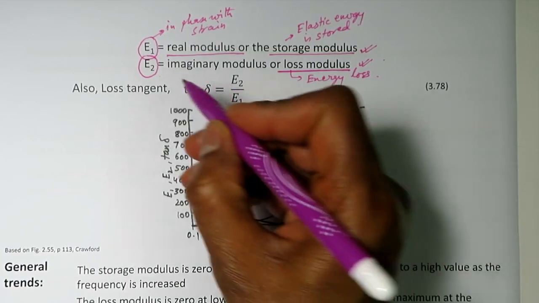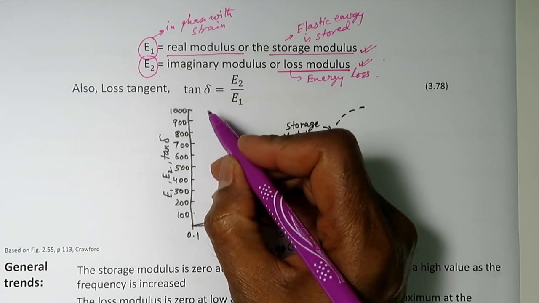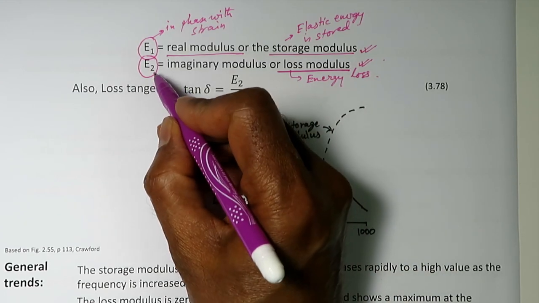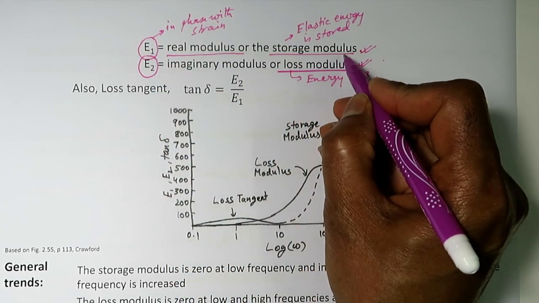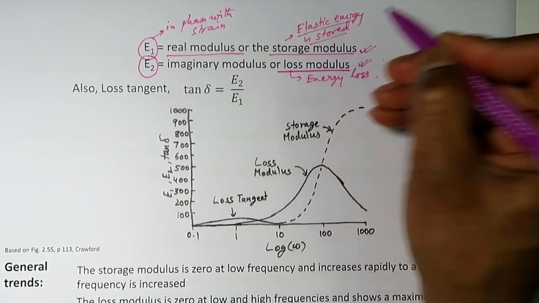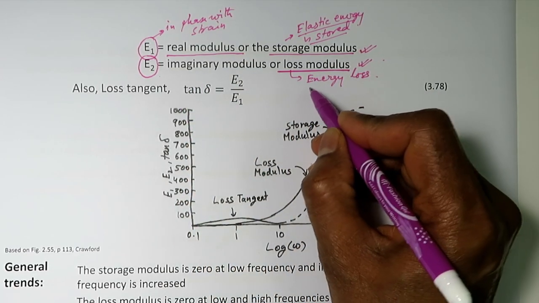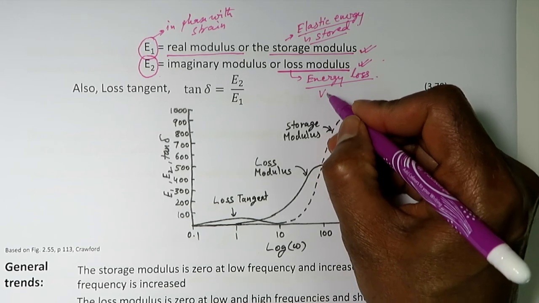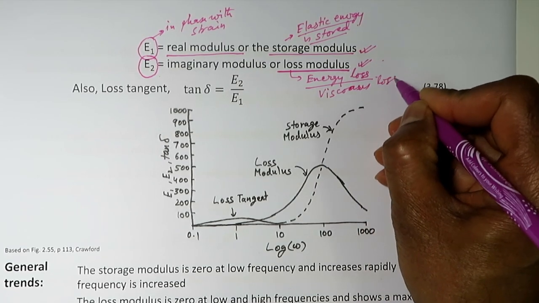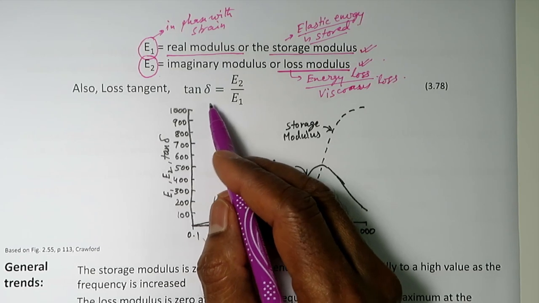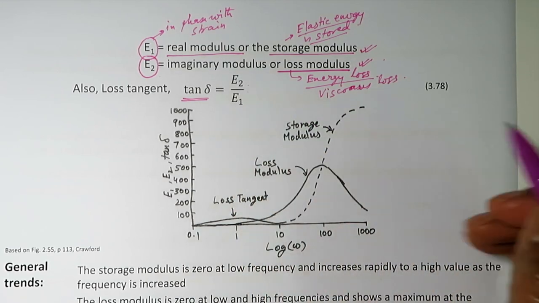So just now we have learned about the two moduli, E1 and E2. So any viscoelastic material will be represented by E1 and E2. E1 is known as storage modulus, which is responsible for the purely elastic nature of the material, and E2 is the loss modulus, which is related to the energy loss, which is basically because of the viscous nature or viscous loss. And using the phase diagram, we can also say tan delta is E2 over E1.